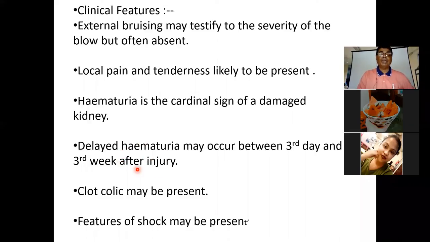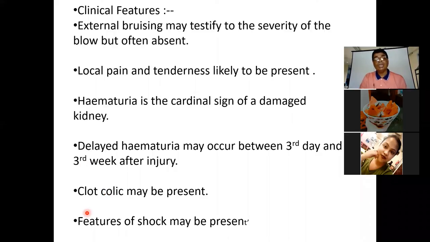Sometimes a patient might have delayed hematuria, because there may be injury over the renal parenchyma, bleeding into the collecting system, and this may form a clot there, and this clot will stop the bleeding. But again there may be dislodgement of the clot and the patient will again have bleeding, again hematuria. This is known as delayed hematuria, and usually occurs from the third day to the third week after the injury.